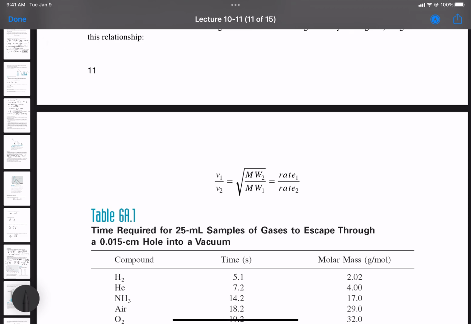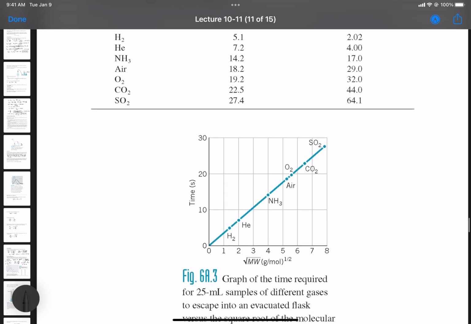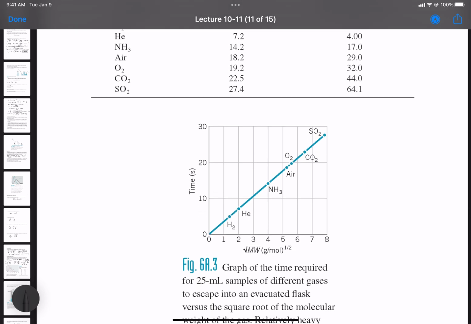Okay, so here's some data to suggest this. The time required for a sample of gas to escape through a very small hole into a vacuum, and we see here the time it takes for hydrogen is 5 seconds, and as we increase the mass, going from 2 to 4 to 17, air is about 29, oxygen 32, 44, and then 64 for sulfur dioxide. And you see here the times, there's this increasing time relationship as the molar mass increases. Okay? And if we graph this, we can see a direct relationship here. The lighter the gas, the faster it will move, and the less time it takes to diffuse, in this case, effuse through a small pinhole. Okay, there we go.